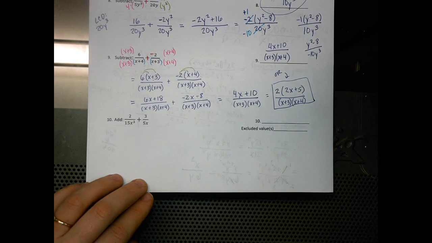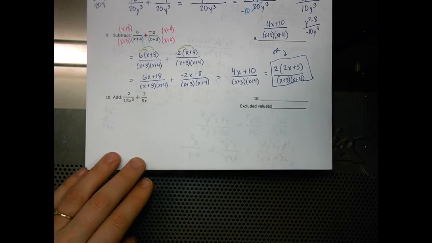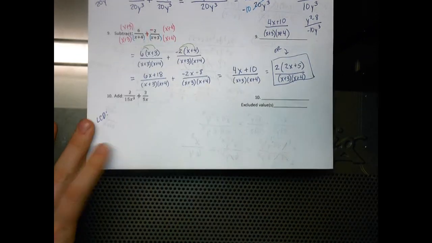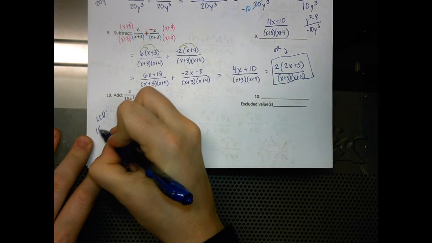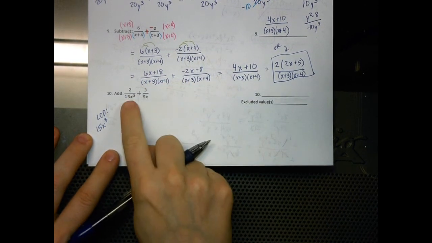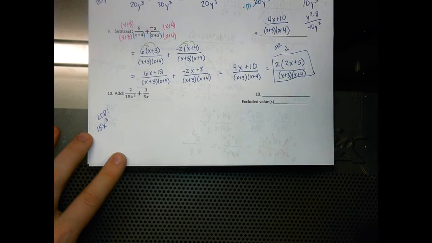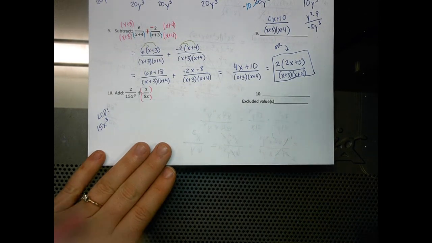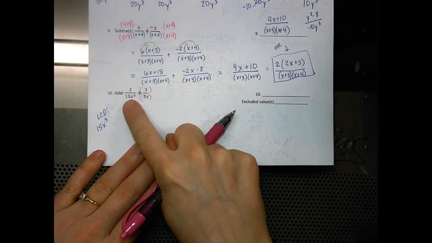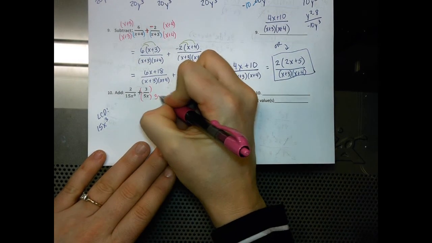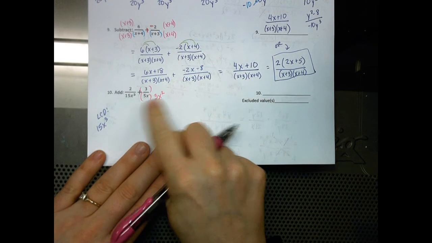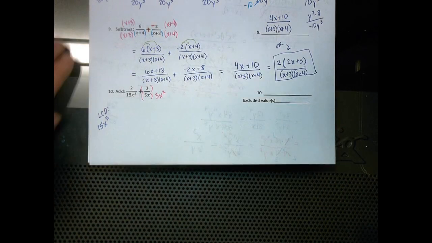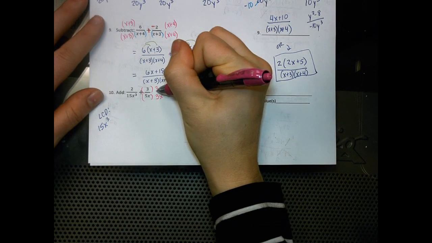All right, number 10. What is my common denominator, least common denominator? 15x cubed, which means this one can stay exactly the same. We're only multiplying the second fraction to get there. So what do I need to multiply 5 by to get to 15? 3, and then x squared, because x times x squared is x cubed. What do I do now? Good. Multiply the numerator as well.